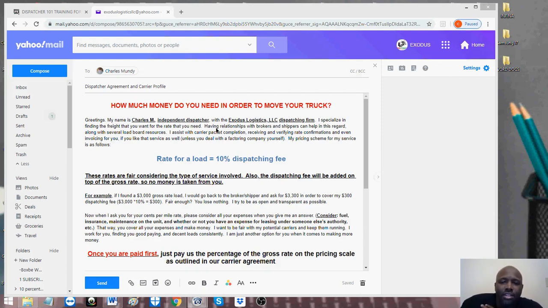Does anyone have any questions about this first paragraph? Any clarity needs to be gone over? I want to make sure, it's just an email. It's just a body of an email stating who you are as an independent freight dispatcher and the type of service that you will be providing to that potential carrier with whom you're getting under a dispatcher agreement.